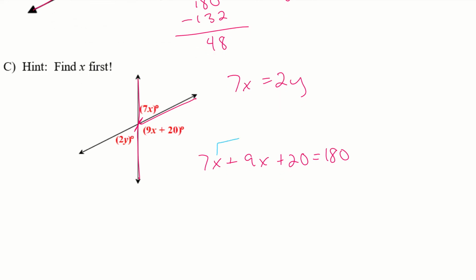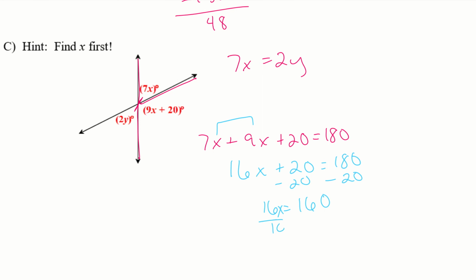So I'll go ahead and combine my like terms. Get 16x plus 20 equals 180, minus my 20. 16x equals 160, my bad. And so then when I divide out my 16, x equals 10.